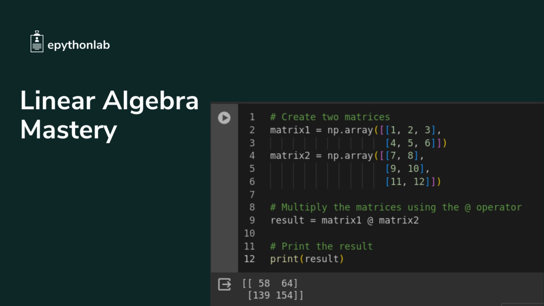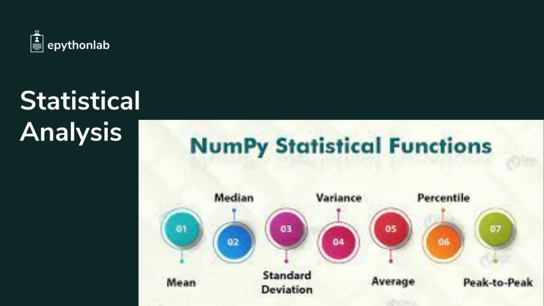The fourth is statistical analysis. NumPy offers functions for statistical analysis, including mean, median, standard deviation, variance, correlation, and many more. These functions are essential for understanding and summarizing data in statistical studies.